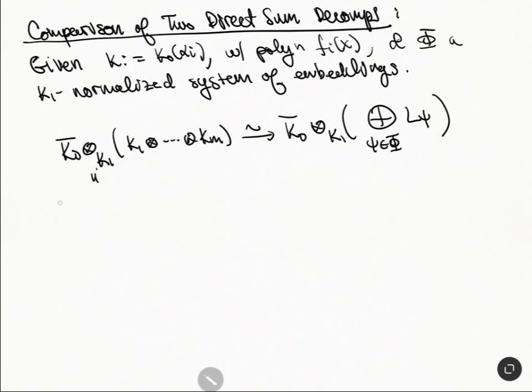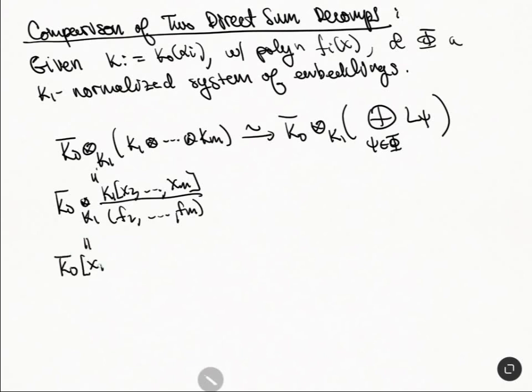On the other hand, this thing here is K_0 bar tensor over K_1, and now we could write this like this. So this is all the other polynomials. So this will be K_1[x_2, ..., x_m], and then we mod out by f_2, ..., f_m. So that's what this one looks like. And so this is actually just equal to K_0 bar[x_2, ..., x_m] modulo those polynomials. We're changing coefficients.